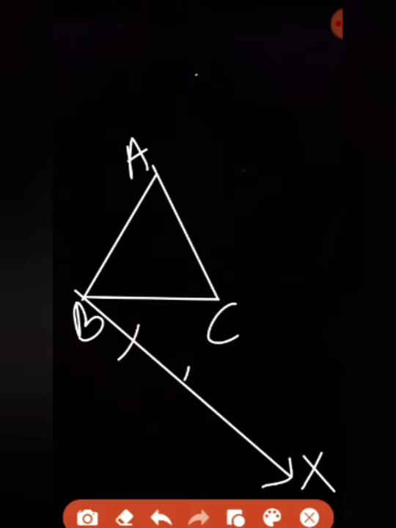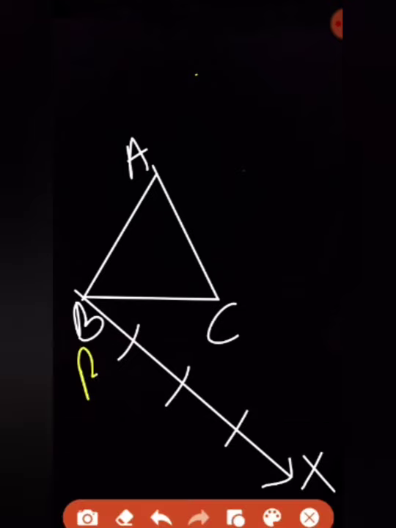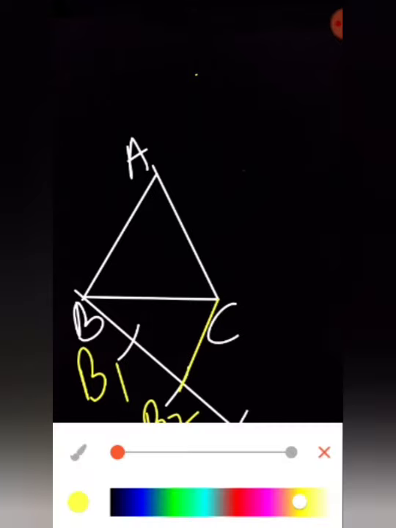mark 3 points on BX because it was in the ratio 3/2. Among 3 and 2, 3 is greater, so we should mark 3 points. Okay, let's name this as B1, this is B2, and this is B3. After that, since it was in the ratio 3/2, the triangle which we are to construct should be greater than this triangle because the numerator is greater than the denominator. Now, I'll join B2C. Join B2C. Yes. After joining this, you extend your line BC.